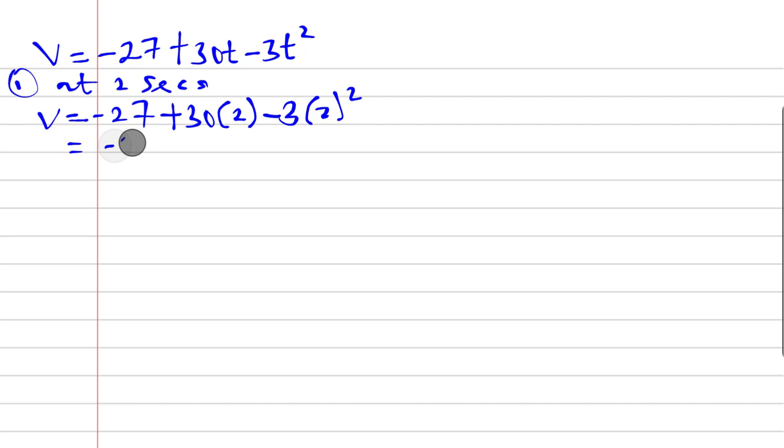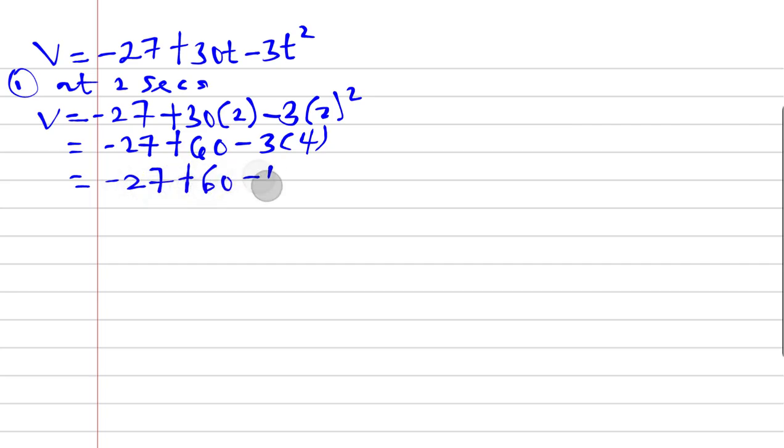That will give us what? Minus 27 plus 30 times 2 is 60, minus 2 squared, which is 4, times 3. And that will give us minus 27 plus 60 minus 12, which gives us 21. So that means 21 meter per second. So after 2 seconds, our velocity is 21 meter per second.